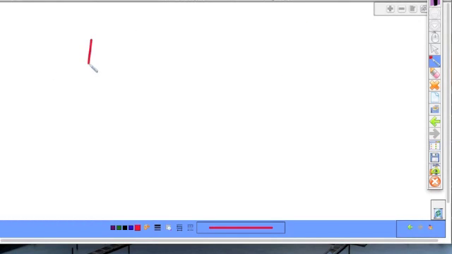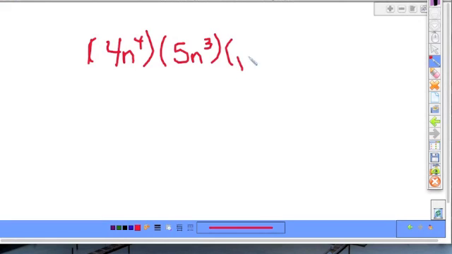What if we had something that had 3 different properties here? We have 4 times n to the 4th power times 5n to the 3rd power times p. Well, this is very similar to the problem we just did, but this time they're isolating the p, where last time it was just thrown in there. Same thing as we do before.